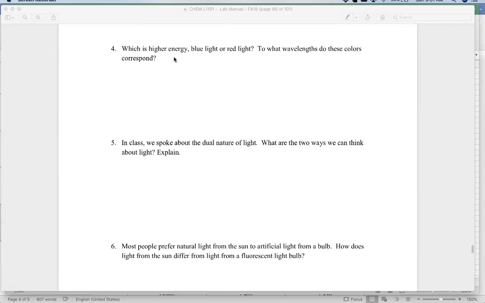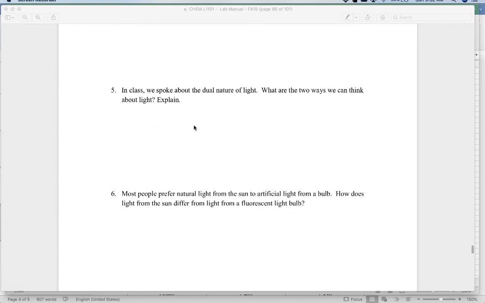Question 4 is asking if blue light or red light has a higher energy, and then to what wavelength these colors correspond. So for a fully correct answer, you're going to need to link those wavelengths that are associated with red or blue light and then show why one of the two has a higher energy. So it's effectively linking wavelength to frequency to energy.